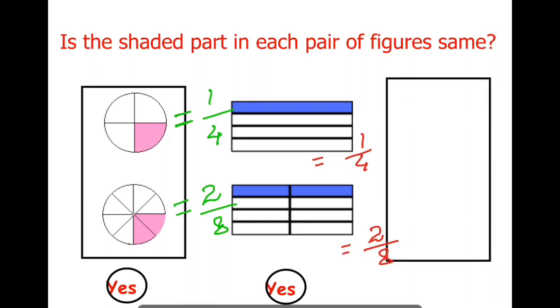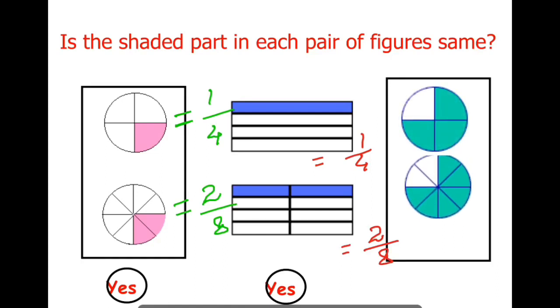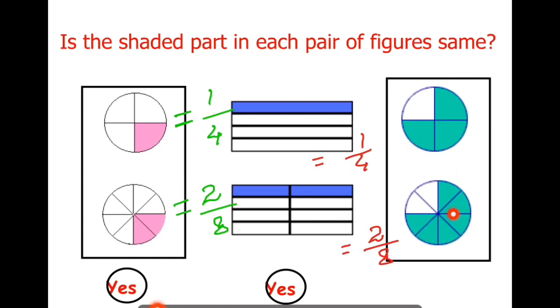Here we get this. This is our next pair of figures. Here again we are seeing two circles. This is circle number 1, this is circle number 2, and we can easily find out that these two circles are exactly identical. Yes, we can easily observe from the figure that these two circles are exactly the same.